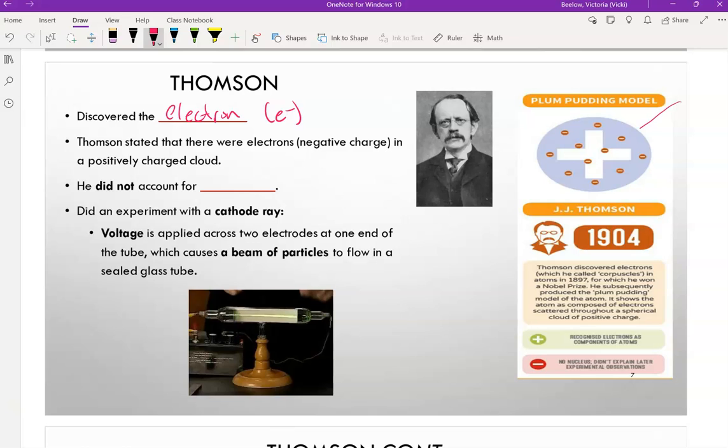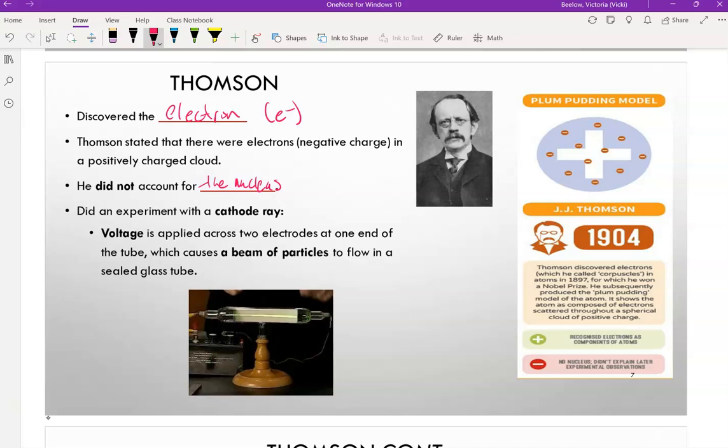So now we have this idea that, yes, there are other things that make up an atom that have positive charges and negative charges. We don't quite have the nucleus yet, or those electrons going around the nucleus, but we're getting there. We're making progress. And then there's no mention of neutrons in this at all. And again, he did not take into account the nucleus. So again, this model has no nucleus, but we're getting there.